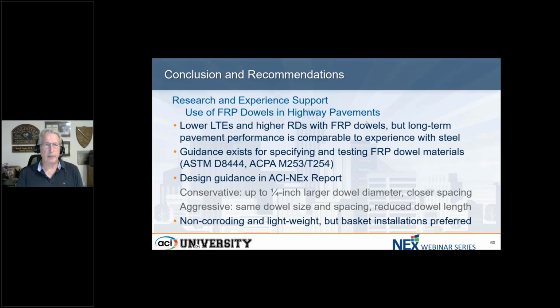So conclusions and recommendations. Research and experience do support the use of FRP bars in highway pavements. There are issues or concerns with load transfer efficiency and relative deflection with FRP dowels, but long-term performance says it's not mattering in terms of the performance of the pavement.